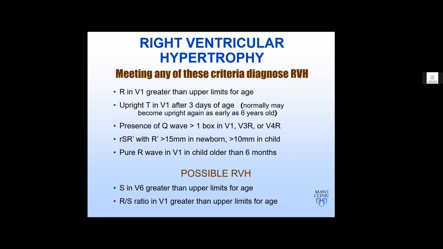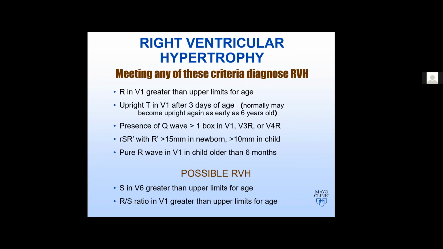There's a couple of other things that we use. If you have an RSR prime with a bigger R prime than the R, or more than 15 millimeters in a newborn, 10 millimeters in the child, that's a pretty good sign for right ventricular hypertrophy. In addition, if you have a pure R wave in V1 in a child older than 6 months, that's a pretty good sign. And these will all be on the slides that will be on the website.